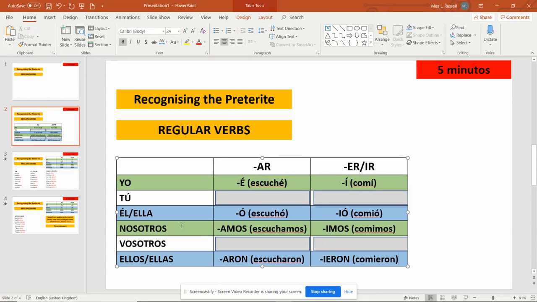None of these endings, aside from the nosotros ones, which we've spoken about, are too similar to the present tense or any other tenses. So it's quite a good way to be able to identify it.